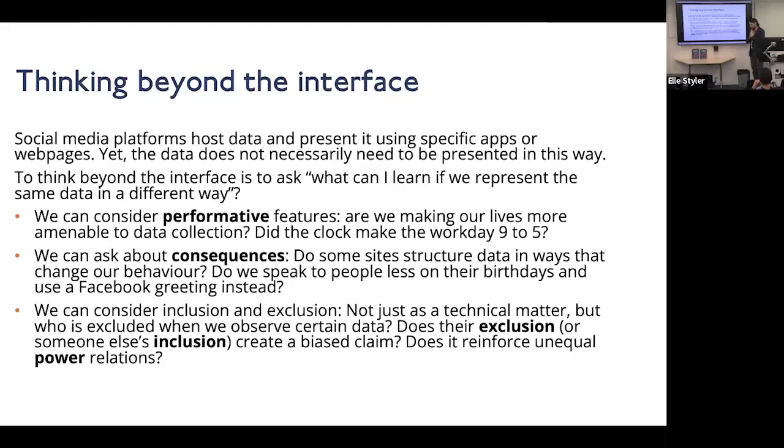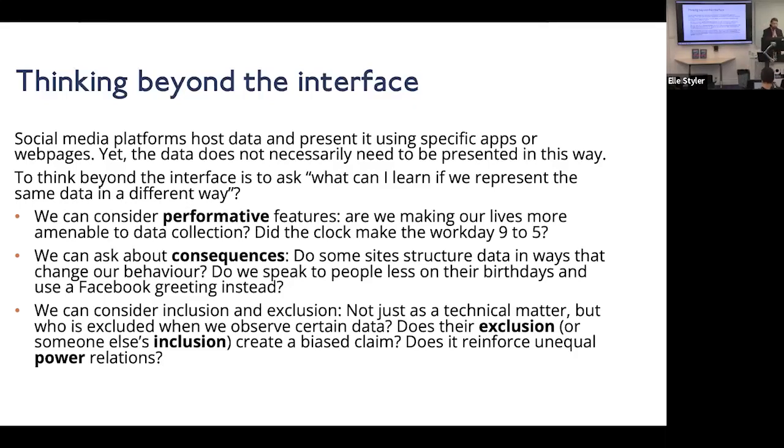That happens online, where we had vast discussions about whether a Facebook friend is a real friend, whether a like or a heart on Twitter means an endorsement or just a bookmark. We are producing the world, not merely learning from it. Now, we can ask about consequences. Do some sites structure data in ways that change our behavior? Do we speak to people less on their birthdays and use a Facebook greeting instead? Has Hallmark now had a go at Facebook because now the consequences of social media suggest that we are changing our behavior? We're not just being produced by, but we're shaping our behavior.